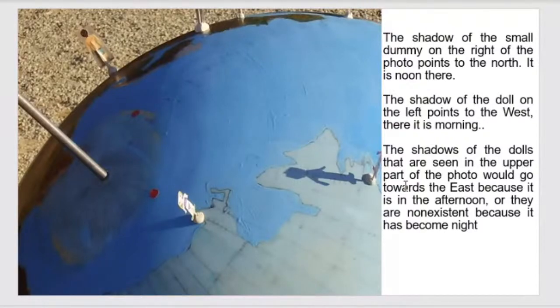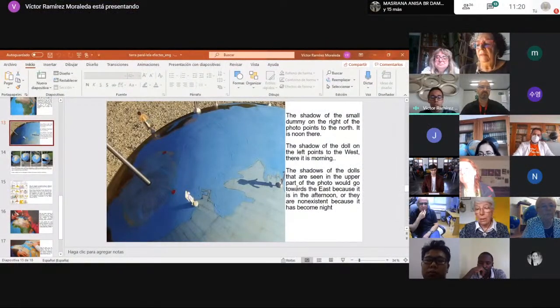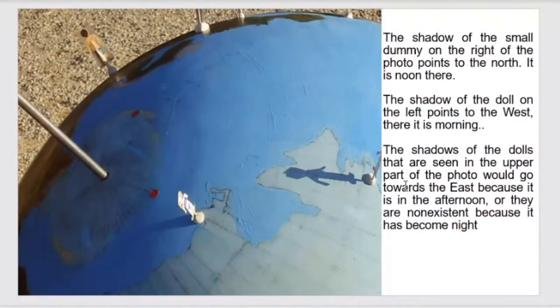The shadow of the small dummy on the right of the photo points to the north, because it's noon there. The shadow of the doll on the left points to the west, because there it's morning. And the shadow of the dolls that are seen in the upper part of the photo will go towards the east, because it's in the afternoon, or they are non-existent because it has become night.